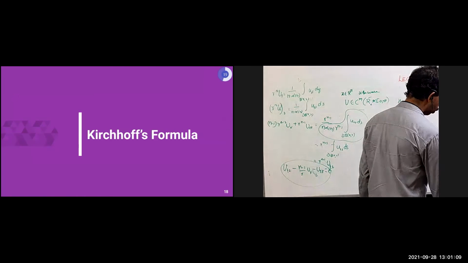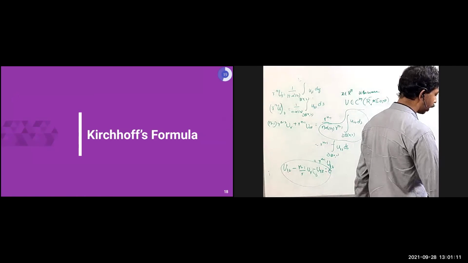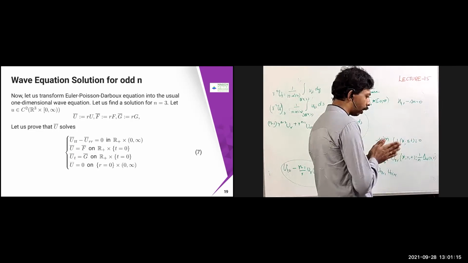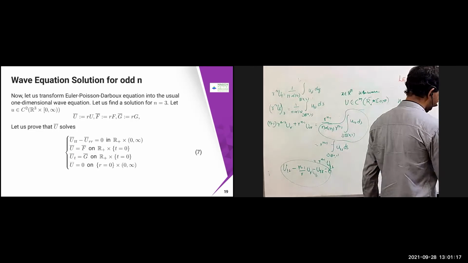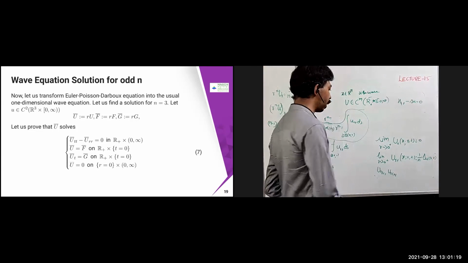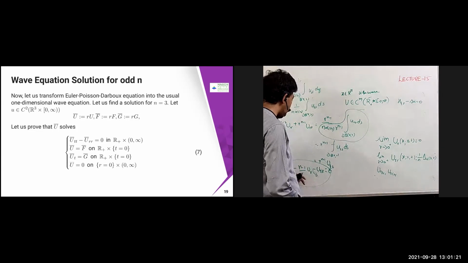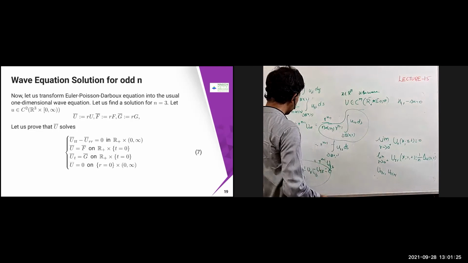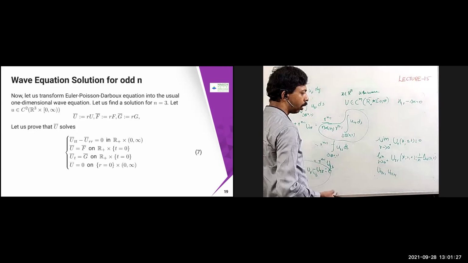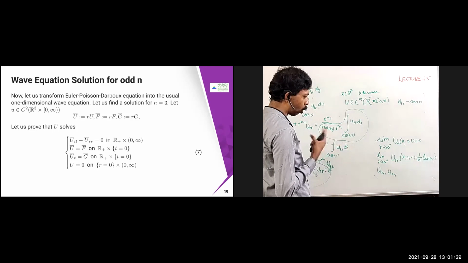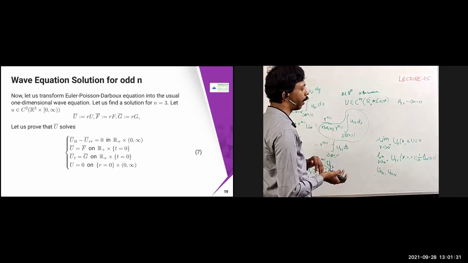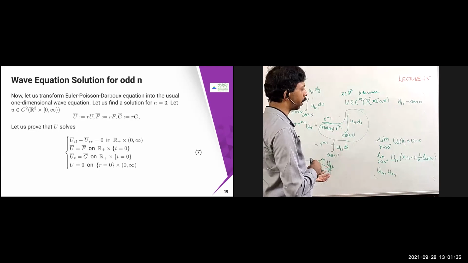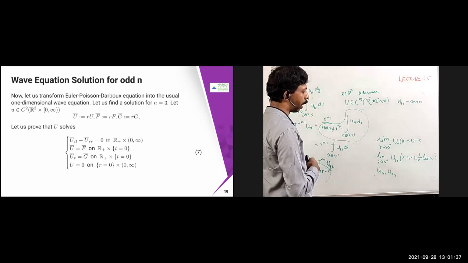Now what we are going to do is, using this one, derive something called the Kirchhoff formula. I'll just highlight that, but we will derive it in the next class. This n can be odd or even. First we will deal with n equal to odd. Once we solve the odd case, then we will extend it to the even case, because the even case is a little tricky, so you can't solve it straight away.